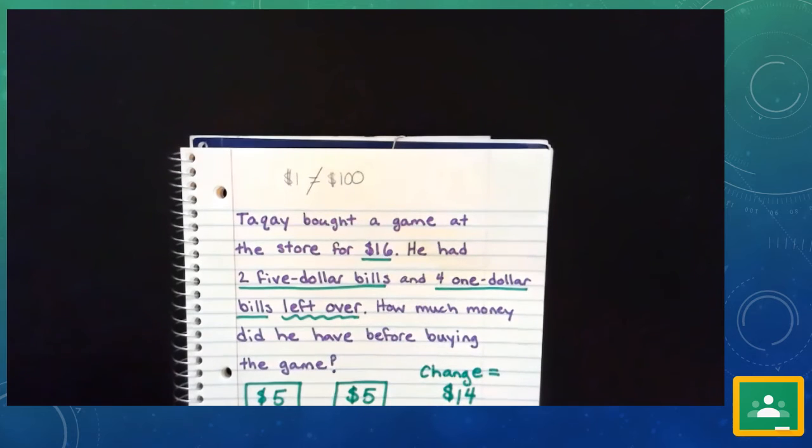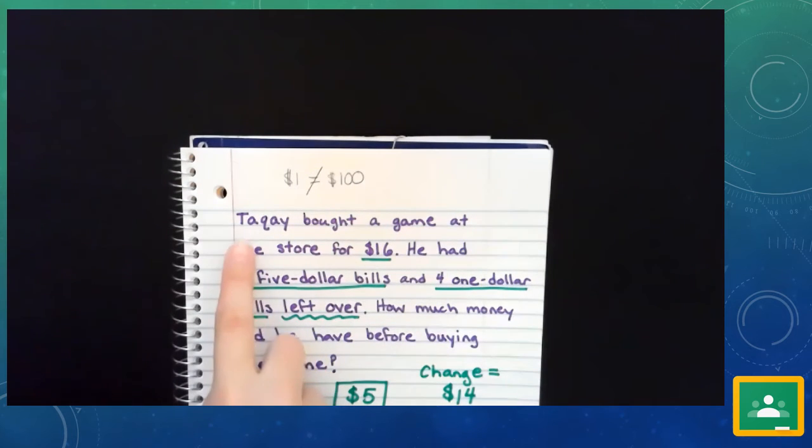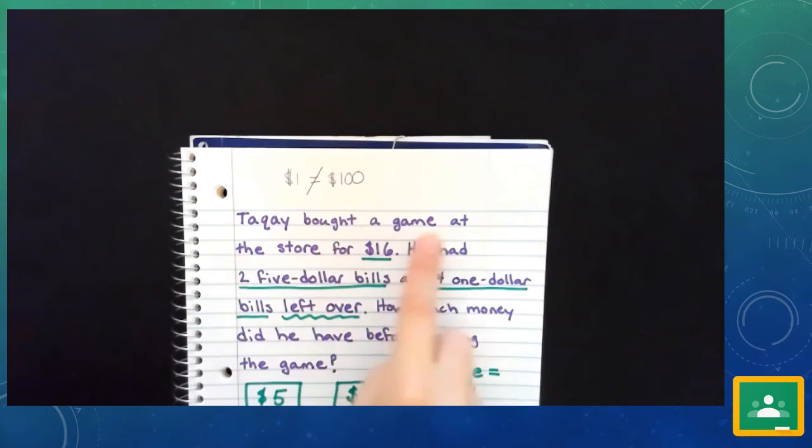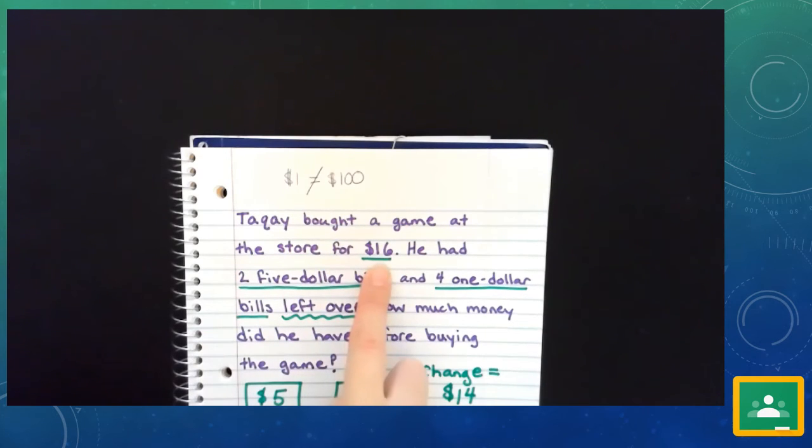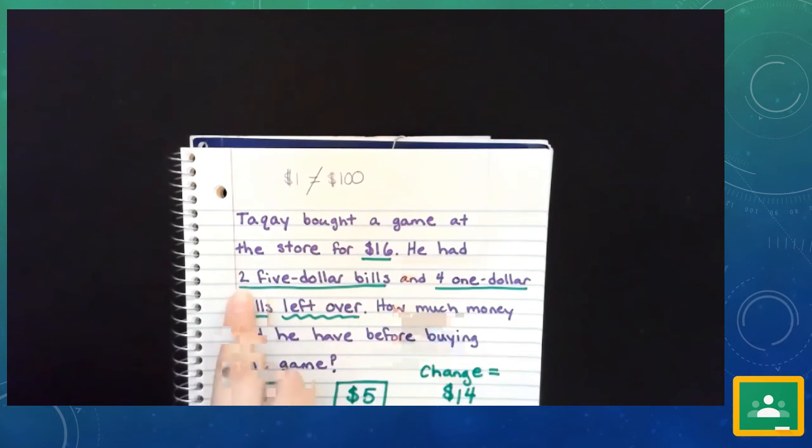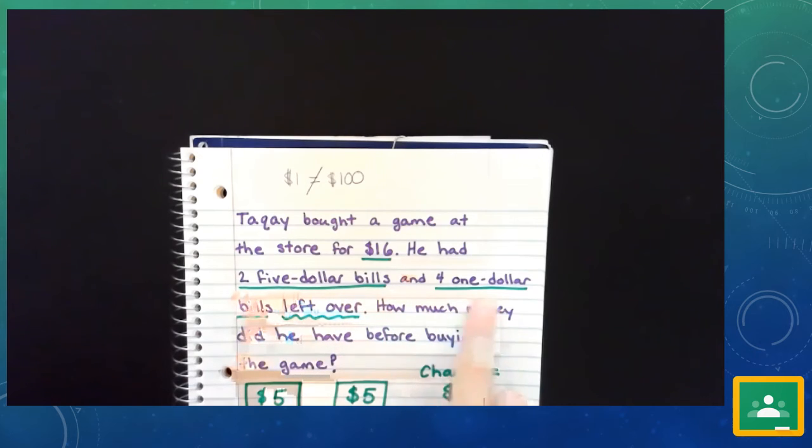Okay, last problem, let's read it. Takai bought a game at the store for $16. He had 2 $5 bills and 4 $1 bills left over. How much money did he have before buying the game?